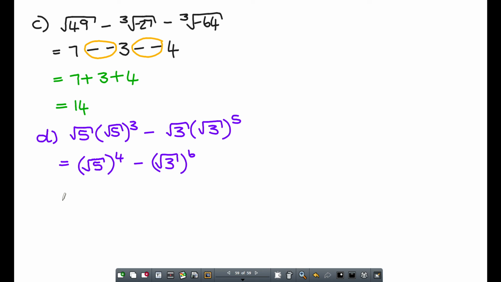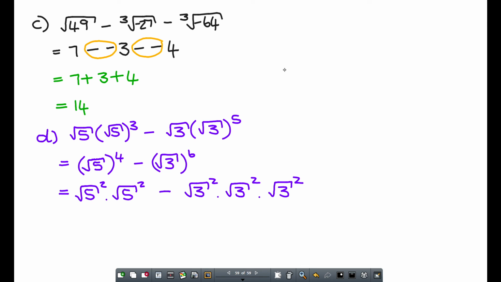Must I show that, you guys? Okay. So square root 5 to the power of 2 times square root 5 to the power of 2. So I broke it up. That's 4, I broke up to 2 and 2. Let's do the same with the 6. So square root 3 to the power of 2, square root 3 to the power of 2, square root 3 to the power of 2.